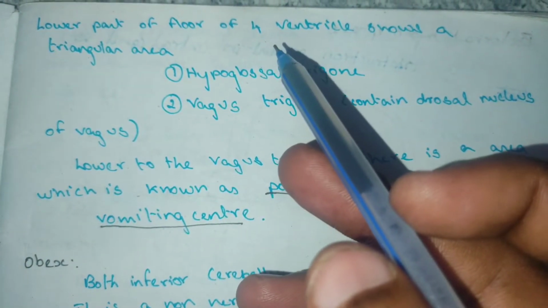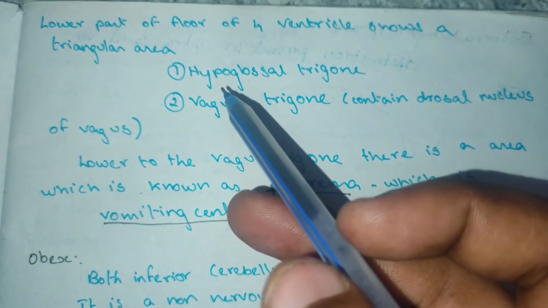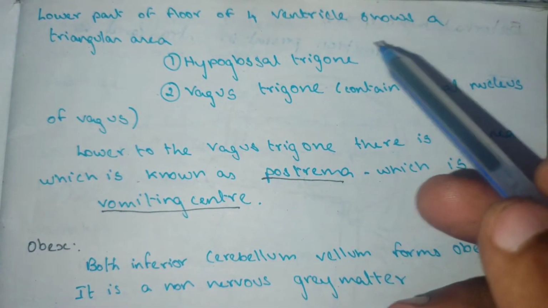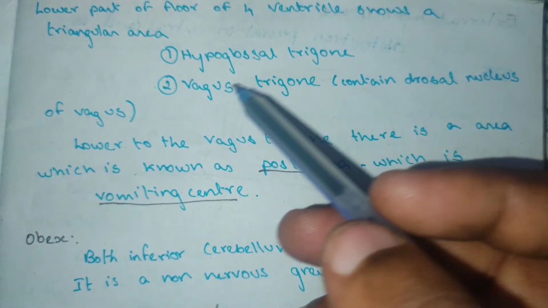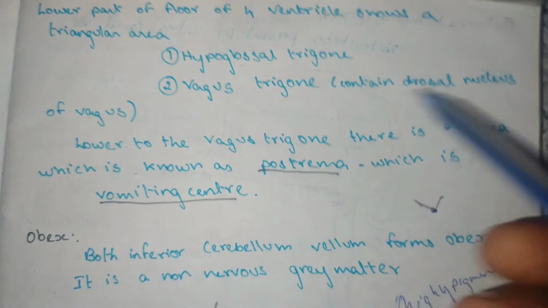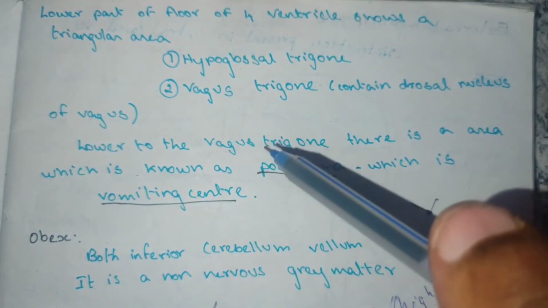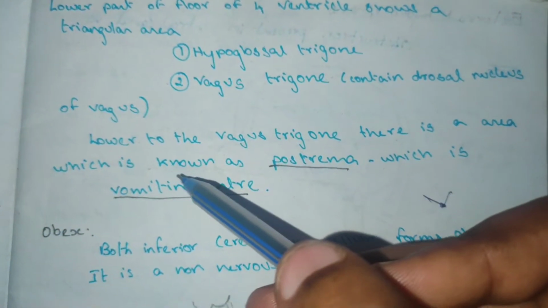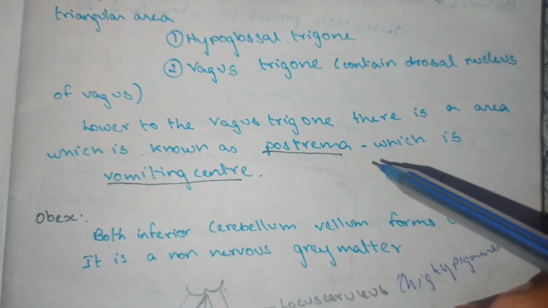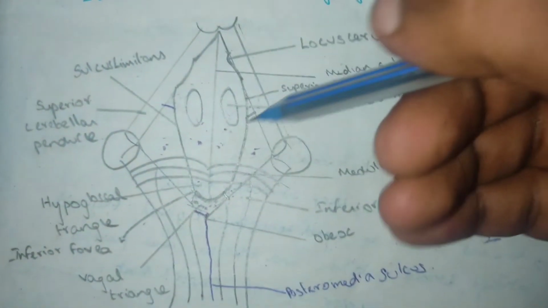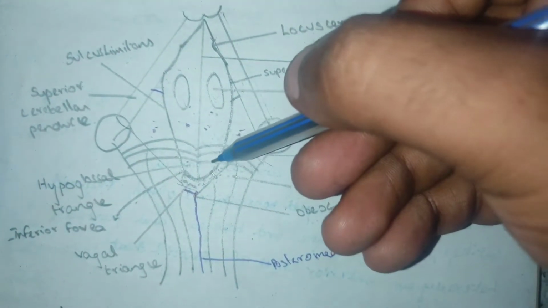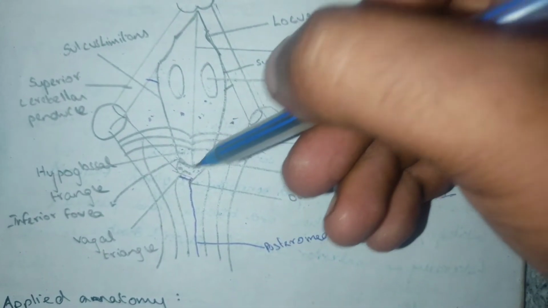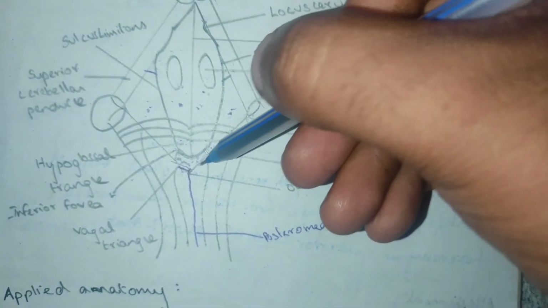Now we saw about the upper part. Now you will see about the lower part. The lower part of the floor of the fourth ventricle shows triangular areas, known as the hypoglossal triangle and the vagal triangle. In the vagal triangle, the dorsal nucleus of the vagus is present. Lower to the vagal triangle, there is an area known as the area postrema, which is the vomiting center. Here it is the lower part, this is the hypoglossal triangle, and this one is the vagal triangle.